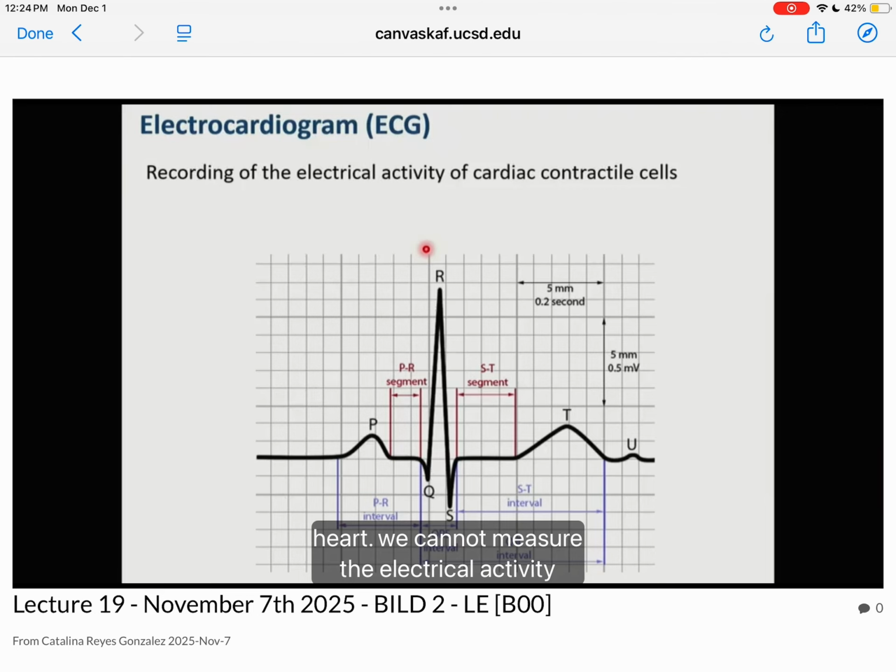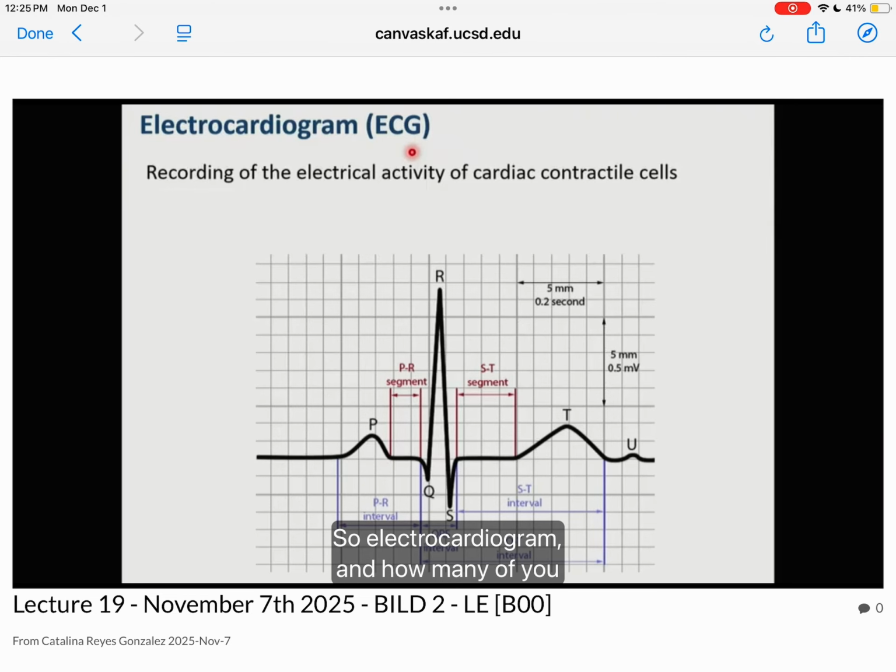Now, we can measure the electrical activity of the heart. We cannot measure the electrical activity of the heart easily from the pacemaker cells, which are really the original cells generating that action potential. But we can very easily record that electrical signal of the heart from the activity of cardiac contractile cells using an electrocardiogram, which you abbreviate ECG or EKG because it was figured out by a German scientist back in the day.